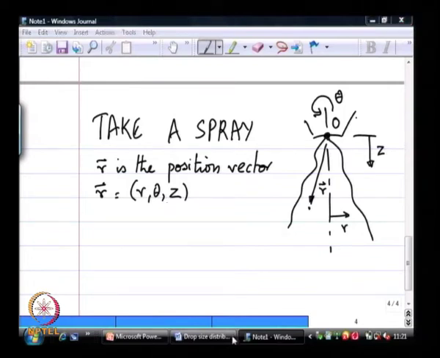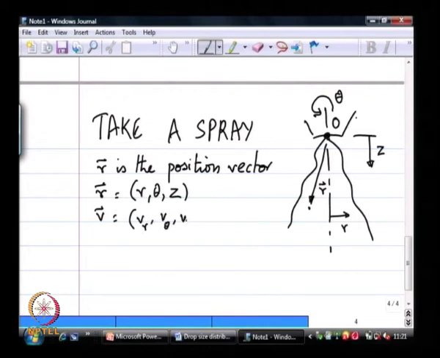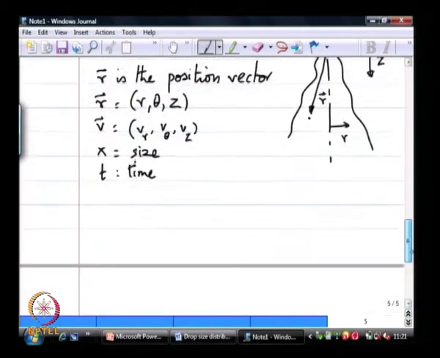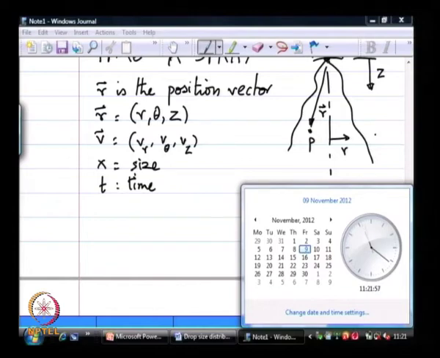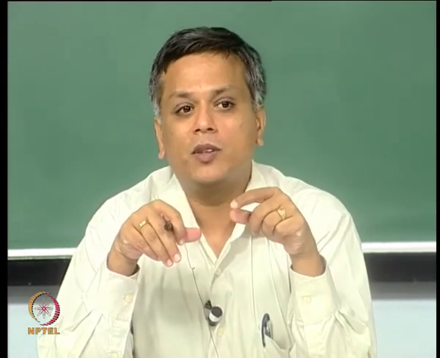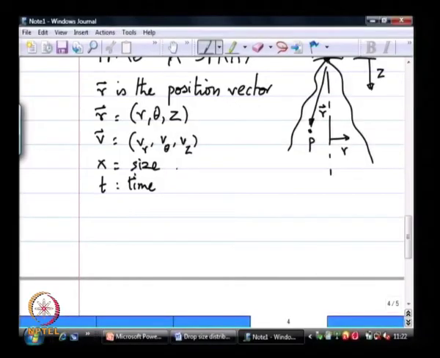Okay, so, this is a position vector in three coordinates and in each of these three coordinates, the velocity vector may have a vr, v theta, v z. And if I simply take the size, and if I say size x is one scalar quantity that describes the physical measure of the volume in the drop, and t is time. So, if I take a very simple unsteady spray, at every point p, the point p itself is described by r, theta and z, its spatial coordinates. At that point, I have a probability density function in x, vr, v theta and v z.